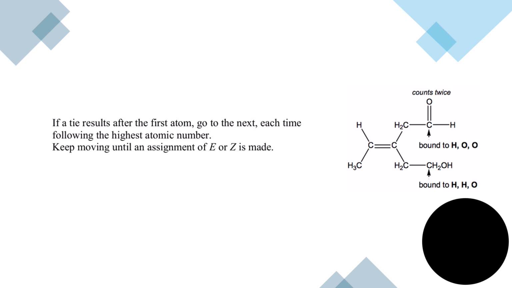So in this case, we'd have an E compound because over here, the carbon's higher than the hydrogen. And over here, this carbon double bonded to the oxygen gives priority over this compound, where it's just single bonded to the oxygen.